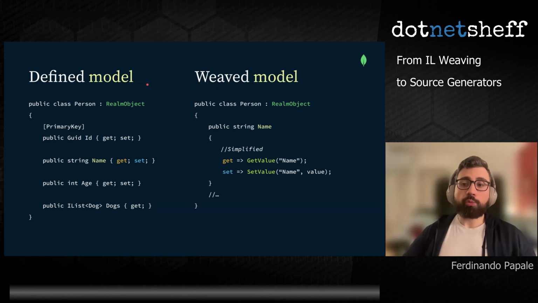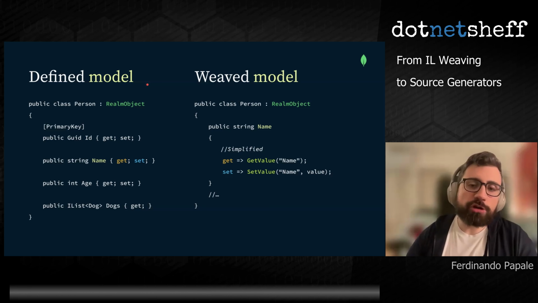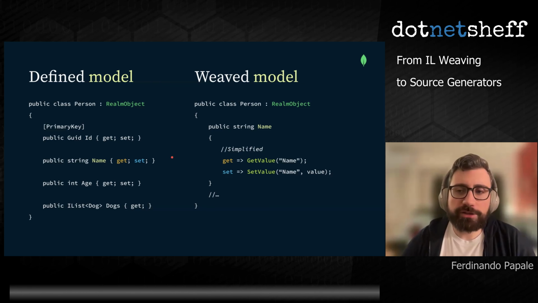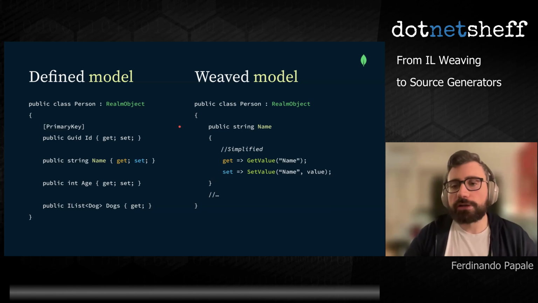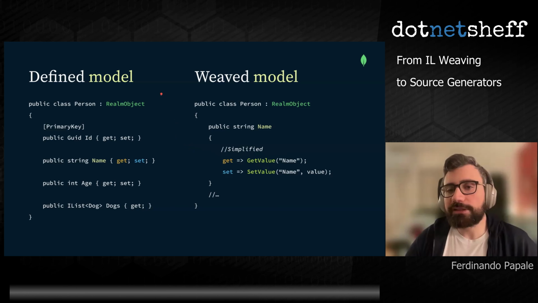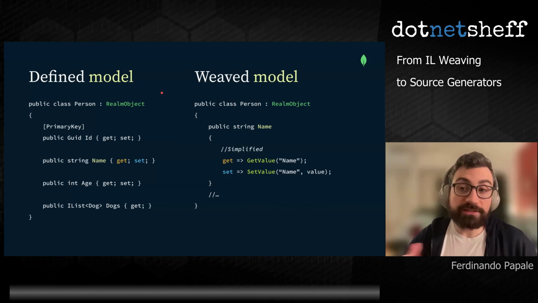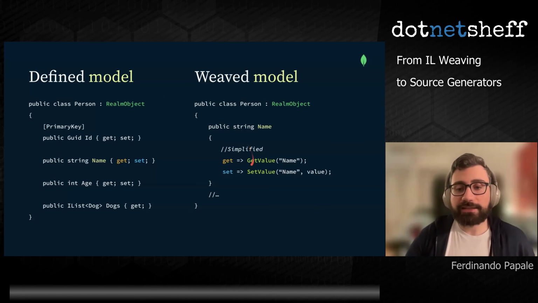Okay, so what we were doing with weaving, essentially, we were changing the way that the getter and setter work, in the way that you see on the right. Essentially, we were modifying the getters and setters to call the get value and set value methods. Without going too much into detail, these two methods are getting into the database to retrieve the value or setting this value directly into the database.